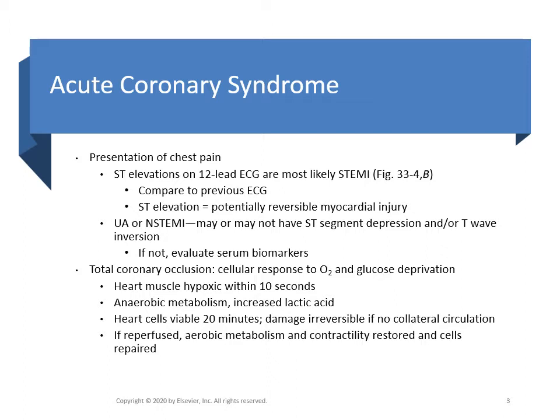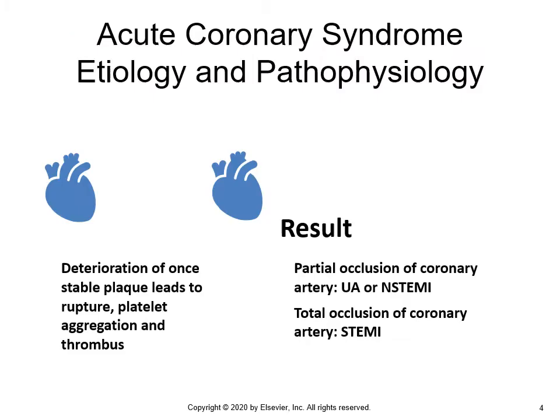With restoration of blood flow, which we call reperfusion, aerobic metabolism resumes and contractility may recover. In acute coronary syndrome, plaque ruptures, releasing the lipid core into the vessel. This causes platelet aggregation and thrombus formation. The vessel may be partially blocked by a thrombus, manifesting in unstable angina or a non-STEMI, or totally blocked by the thrombus, manifesting in a STEMI. We are not sure what causes the plaque to suddenly become unstable. Systemic inflammation may play a role. Patients with suspected acute coronary syndrome need immediate hospitalization.